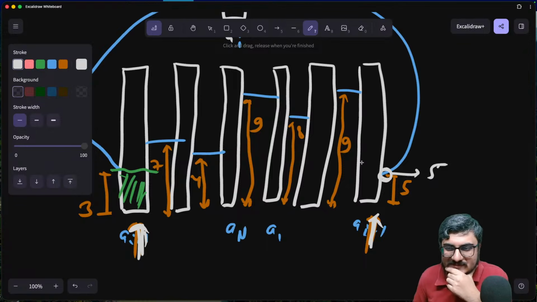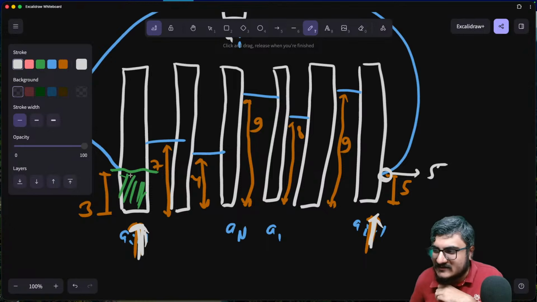Does this claim sound true? Let's say I have pipes like this, and this is the next pipe over here. This well is at height 3, this well is at height 5. Then I can very safely fill water up to height 3 over here.